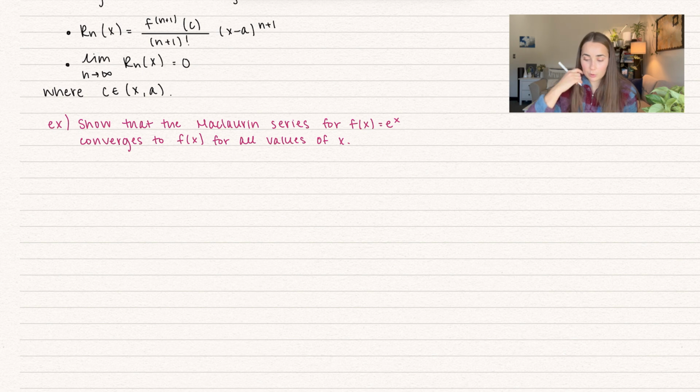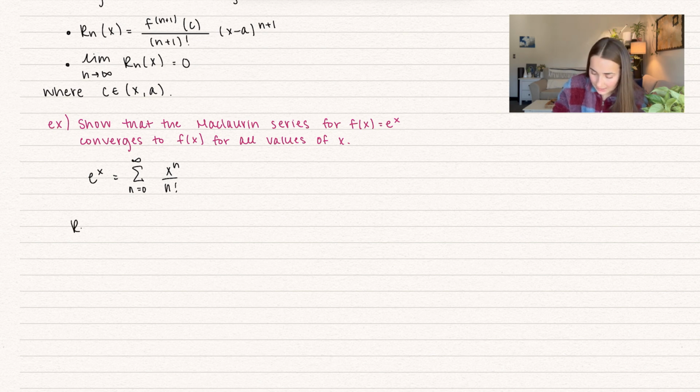We want to show that the Maclaurin series for e to the x actually converges to e to the x for all values of x, not just specific values. So the first thing we have is a reminder of what the Maclaurin series is. We have the summation n equals 0 to infinity of x to the power of n divided by n factorial. So what we want to show is that these are actually equal to one another. And we're going to be doing that by showing the remainder, some really far off term, does for sure go to 0. So here, let's go ahead and find what this is equal to.